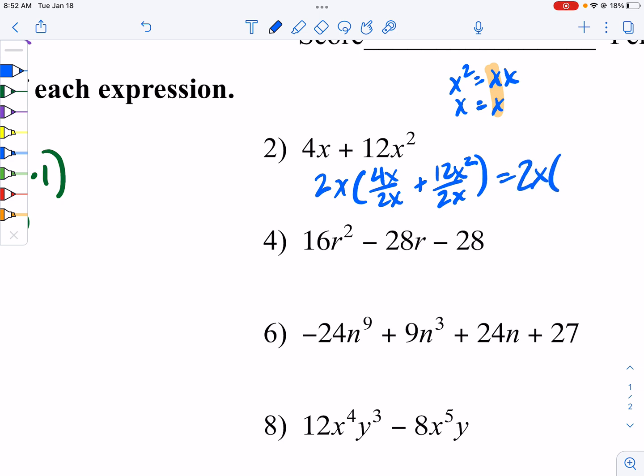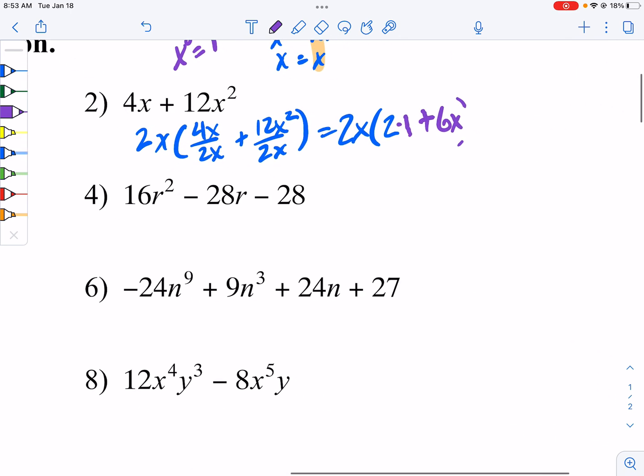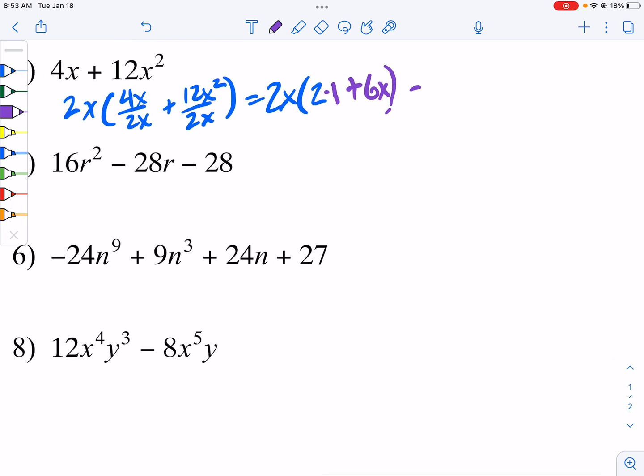So that 2x stays out in front, and then 4 divided by 2 leaves us with a 2. x divided by x is an unsaid 1, or you can think that it's really x to the 0, but anything to the 0 power is 1, so then 2 times 1 is just 2. Plus 12 divided by 2, which is 6. x squared divided by x is x. Okay? So then when we look here, we've got 2x times 2 plus 6x.